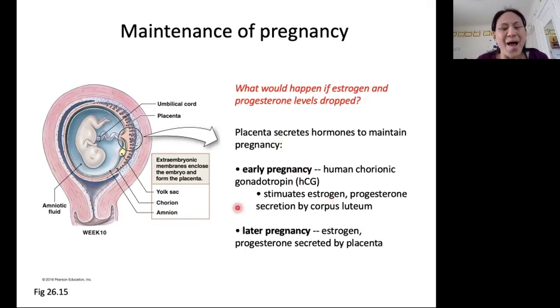Later in pregnancy, the placenta itself takes over the job of secreting progesterone and estrogen, so that we can, again, maintain that endometrium and continue to support the pregnancy. Okay. By the way, pregnancy tests work by detecting HCG. So HCG is the actual molecule that gets detected in a pregnancy test. Oh, and also, by the way, later in pregnancy is about 2 or 3 months in.